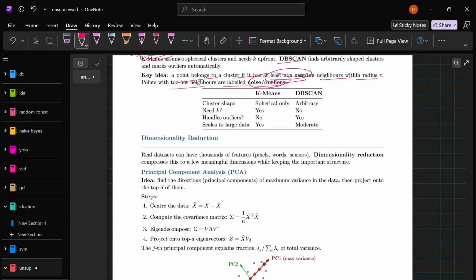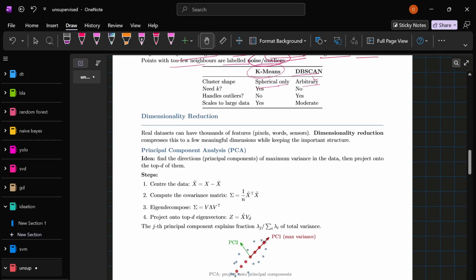On a quick comparison, we can see that k-means clustering only handles spherical data, while DBSCAN can handle arbitrary shapes also. There is no need for k, and it can handle outliers naturally. Moving forward to dimensionality reduction.